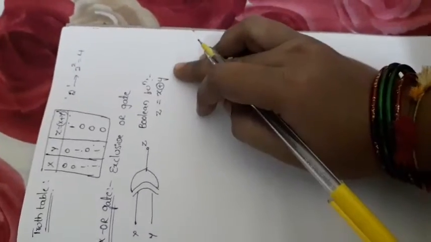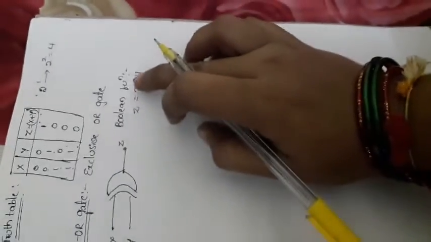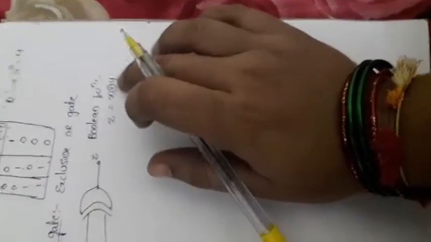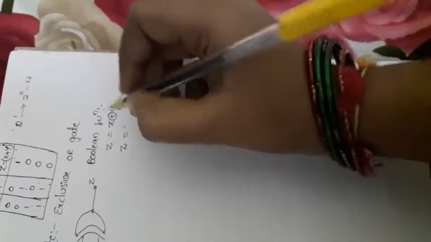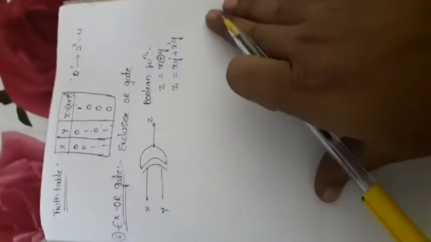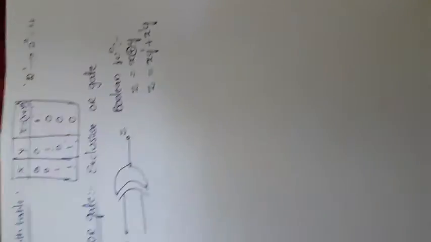So z is equal to this symbol, a plus with a circle, which we call the XOR operation. We need to expand this formula, which is x y complement plus x complement y. This is the Boolean function of the XOR gate. This symbol we call the XOR symbol, and we expand it like this: x y complement plus x complement y.